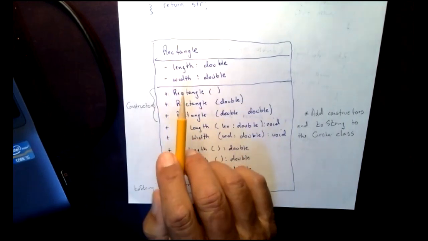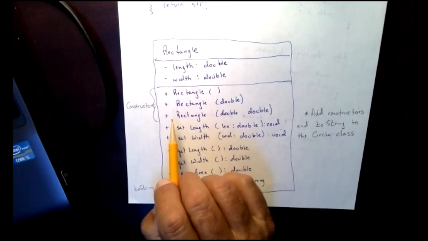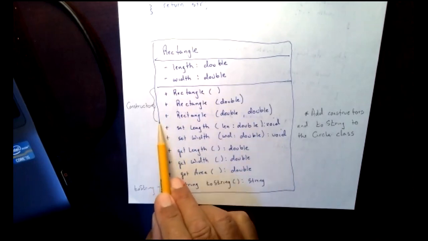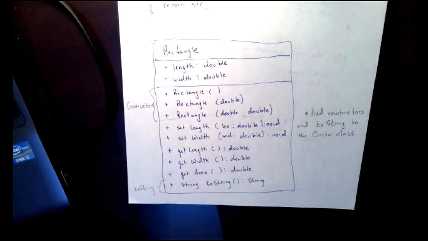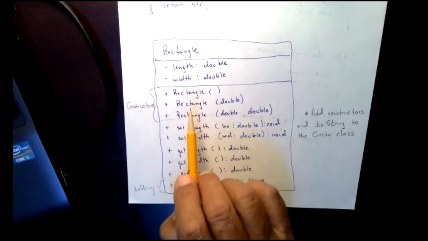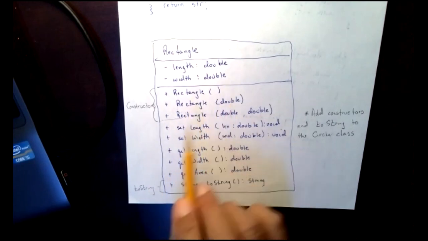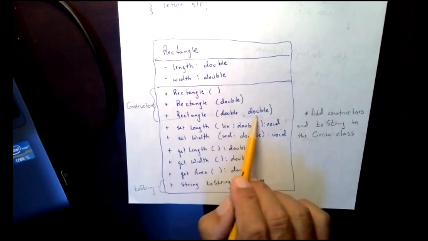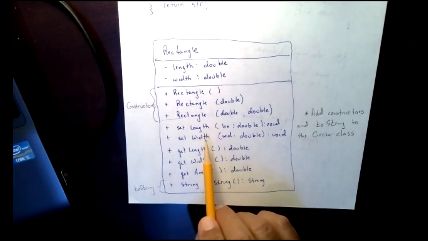The next three things in the list, I have pluses in front of each one of them because they are all public and they are my constructors. I say I want a constructor called rectangle with empty parentheses, a constructor called rectangle with a double coming in, and a constructor rectangle with two doubles coming in.